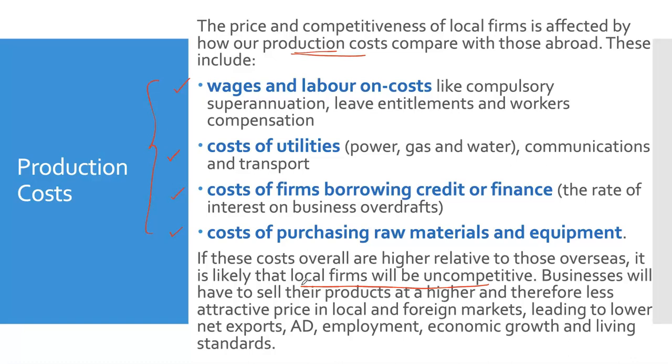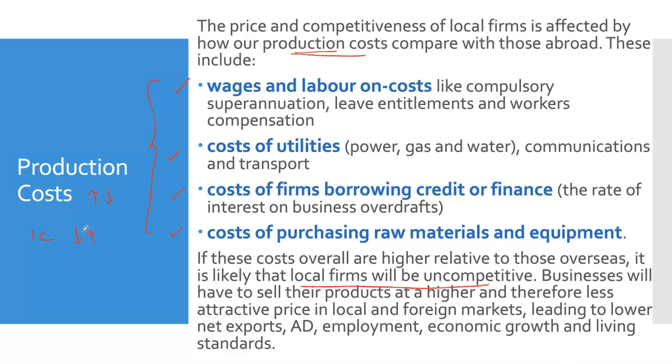Why is this? Because if our costs are high, we will have to sell our products at a high price. Therefore, we will become less attractive in foreign markets and in our market, leading hence to low exports, lower aggregate demand, and their flow and impact on employment, economic growth, and living standards. So in short, if your production costs go up, international competitiveness would likely go down. And if your production costs go down, it's likely that your international competitiveness will go up.